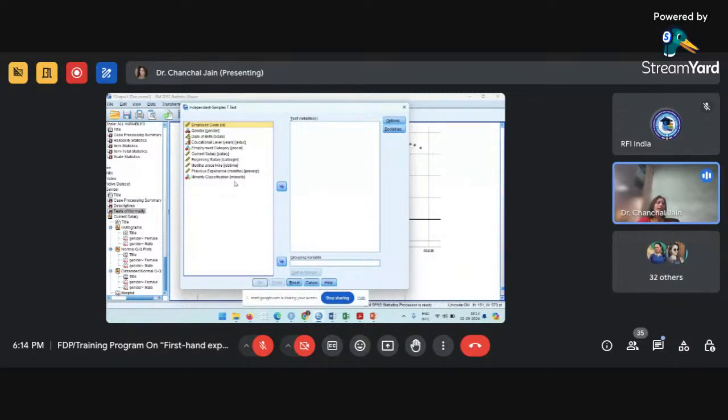So current salary is my dependent variable, which I'm shifting into the test variable box. Now I want to compare salary on the basis of gender. So I'm shifting gender into the grouping variable box. Fine.